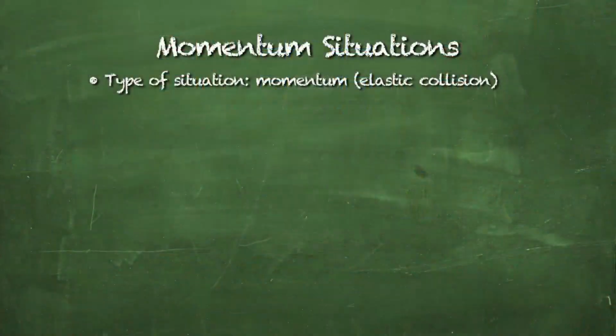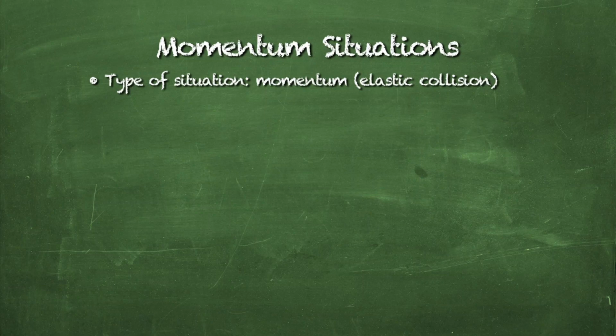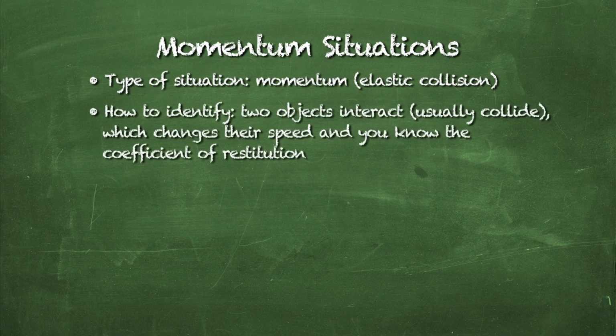And so that gives us a little bit more information to use in collisions, and so we can solve a greater range of questions. We'll call our new type of situation that we can deal with still a momentum situation, but we'll add that it is also an elastic collision. So how do we identify this? Well, we have two objects interact, which changes their speed, and we know the coefficient of restitution.